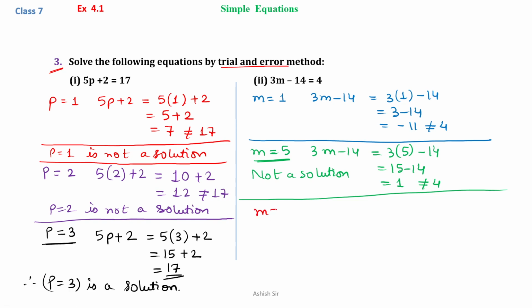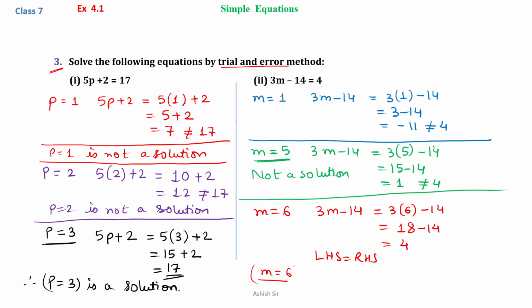Okay, so we will move on to some greater value. Let us try with 6. So m is equal to 6. So the equation left hand side is 3m minus 14. Now 3 into 6 minus 14. So that is 3 6s are 18. 18 minus 14 is equal to 4. So we got LHS equal to RHS now. So in this case we can say that the required value is 6. So m equal to 6 is the solution of the equation.